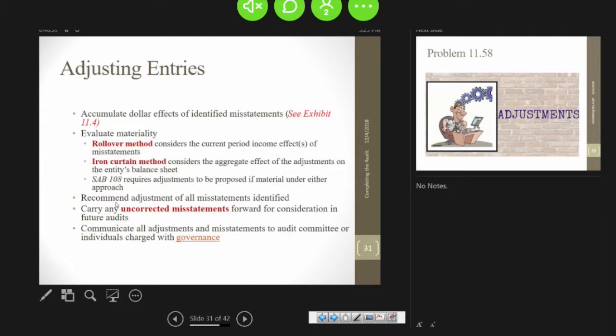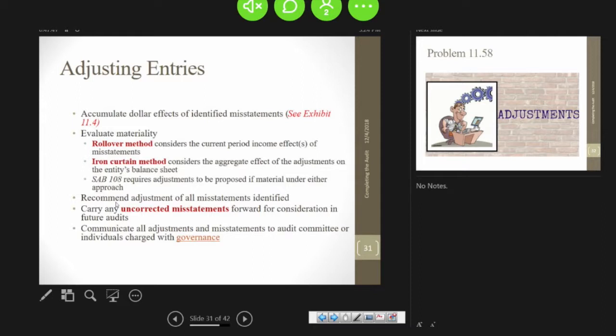And so based on that, the auditor will determine whether or not that meets the threshold for the materiality level they set. So the auditor could decide which method they're going to use. However, SEC Staff Accounting Bulletin 108 requires the adjustments to be proposed if they're material under either approach. So the auditor calculates this based on both approaches, and if it's material under either one, they would be required to report the adjustments to the financial statements.